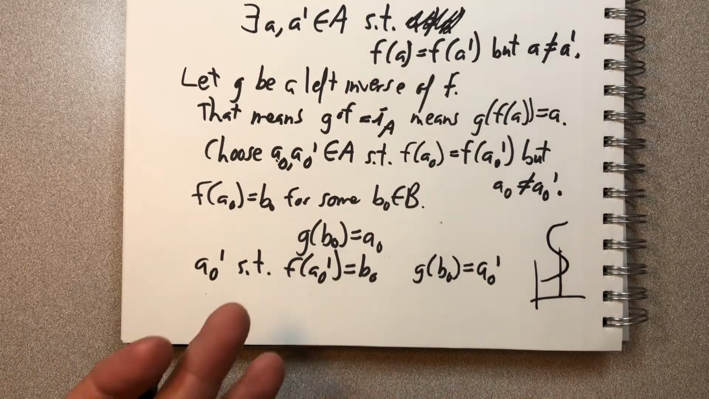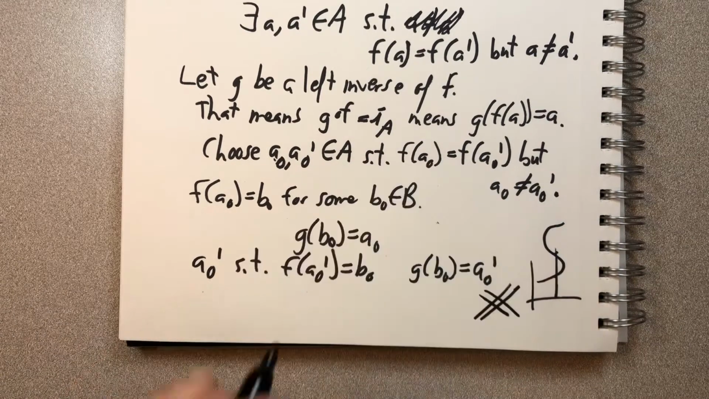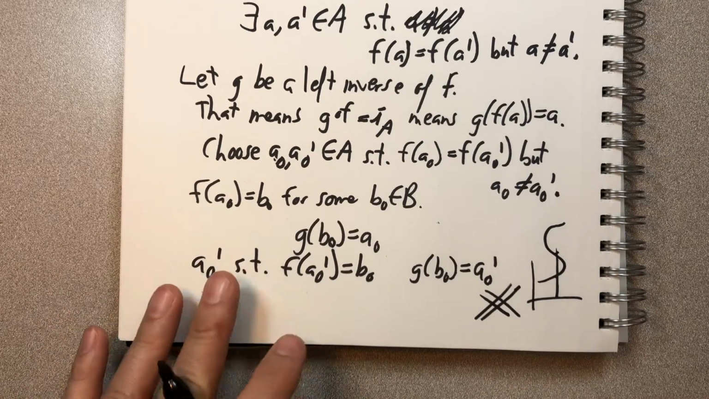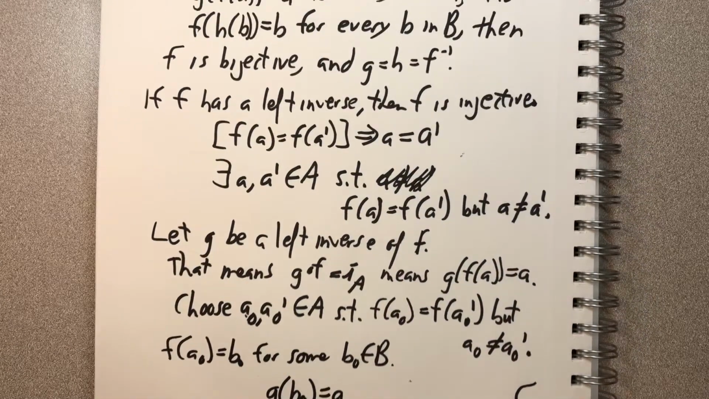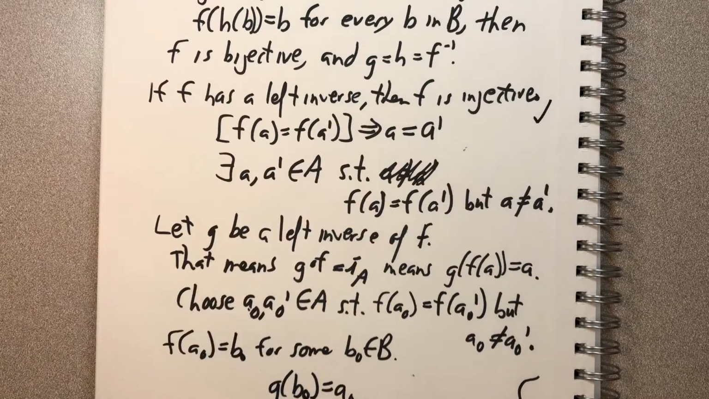So it's not a function. So it can't be a left inverse of f. But we started by assuming that it was a left inverse of f. So we've reached a contradiction. So therefore our assumption is wrong, which means that if f has a left inverse, then it must be that f is injective.